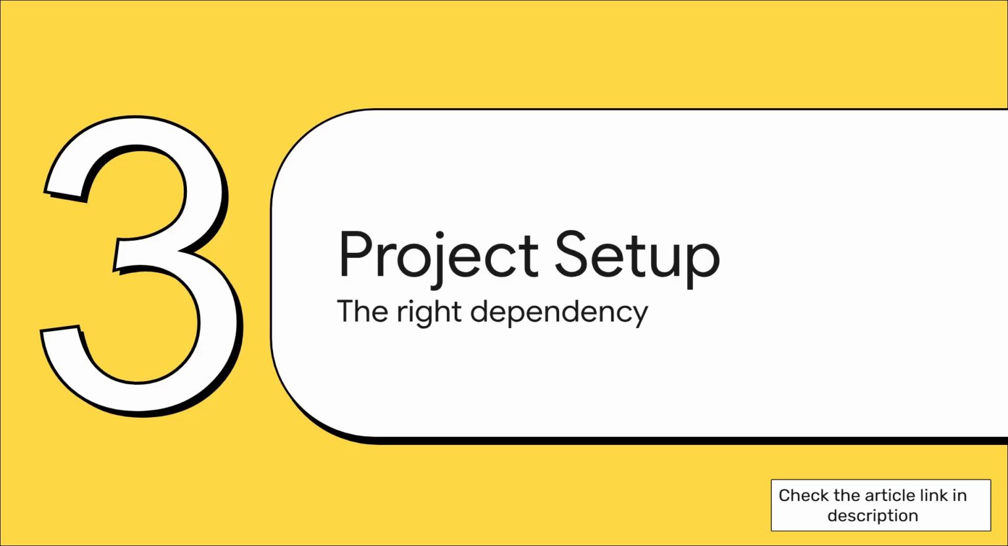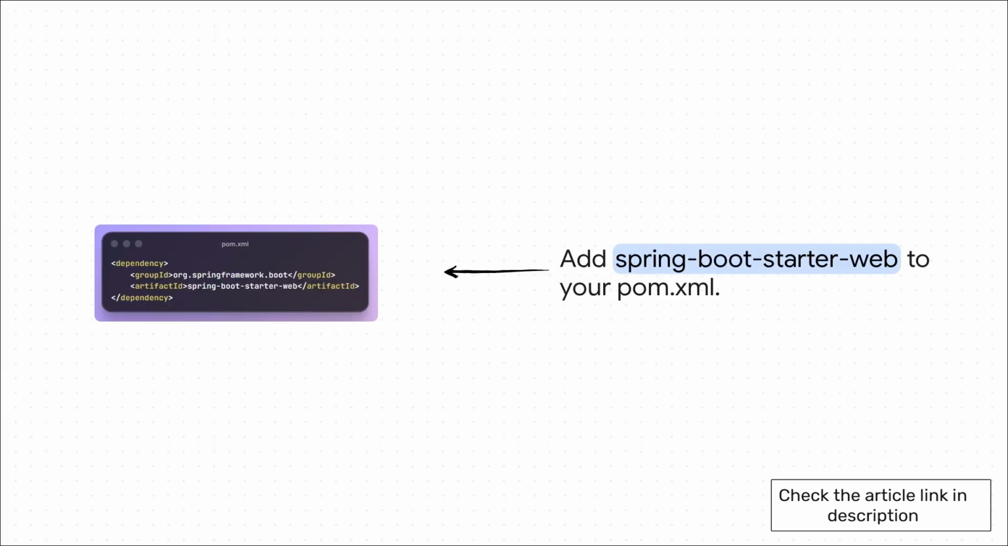All right, Section 3, Step 1, Project Setup. So RestClient actually lives inside the Spring Web module. The good news is you don't have to go hunting for that specific package yourself. Inside your pom.xml dependency tags, you just need the group ID org.springframework.boot and the artifact ID spring-boot-starter-web. That's it, just those few lines of code.